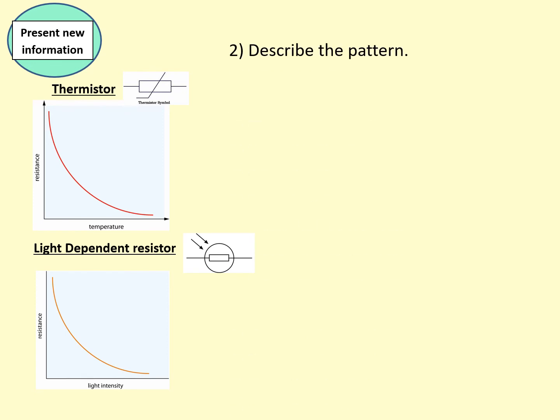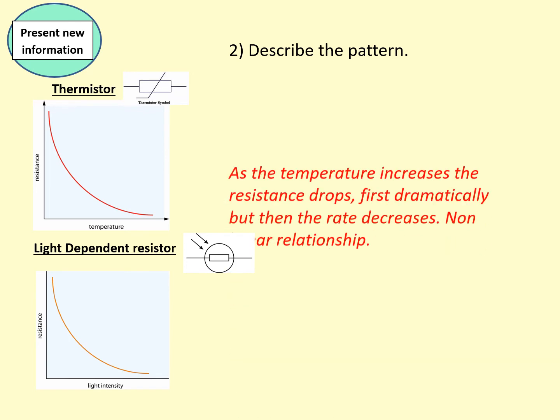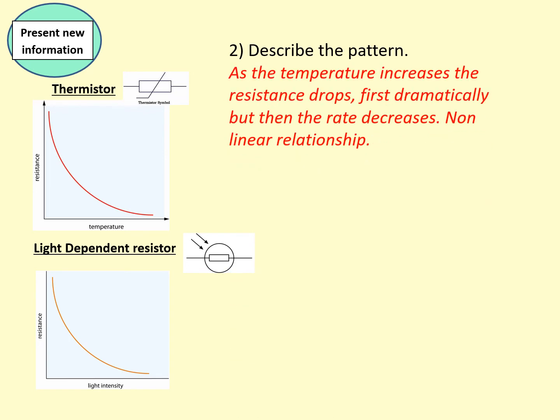So, describing the pattern of a thermistor. Well, as the temperature increases, the resistance drops. And you can see that it's kind of a curved relationship. So the resistance drops quite dramatically for low temperatures, but then the rate decreases, so the curve flattens out. We can also say that this is a non-linear relationship because it doesn't decrease in a straight line.